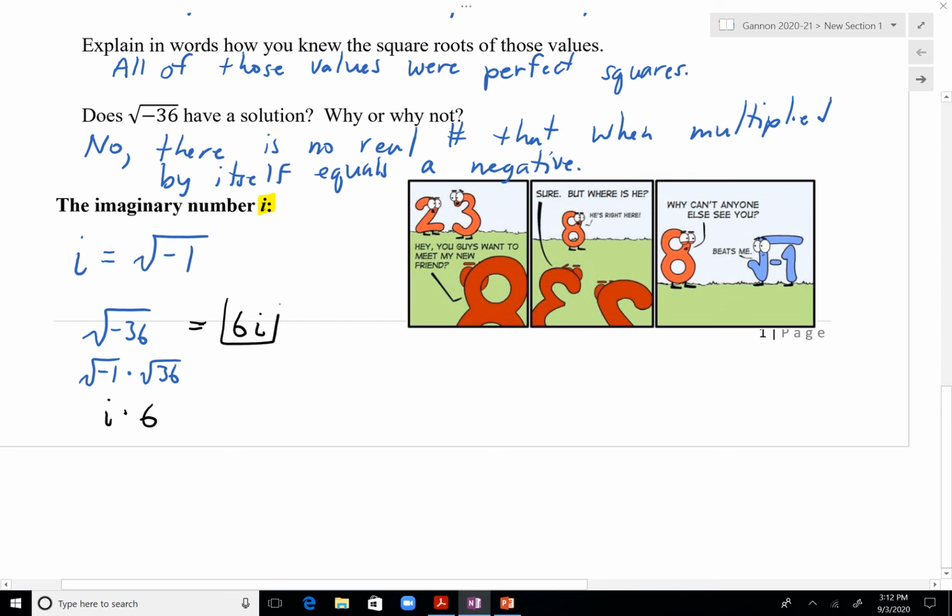One of the main ideas to think about here is whenever you have a negative number underneath the square root, we are going to take out the i. i is that imaginary number that we are able to take out.